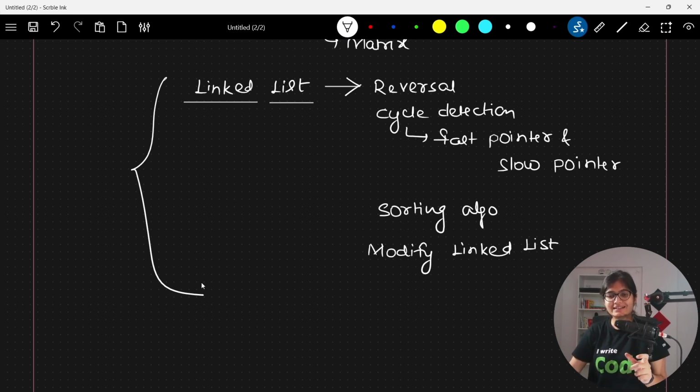These questions are just checking your problem solving skill. Reversal clearly checks how good you are with pointers, how you can point the nodes in such a way that your list gets reversed. They just want to see the internal implementation of all those things.